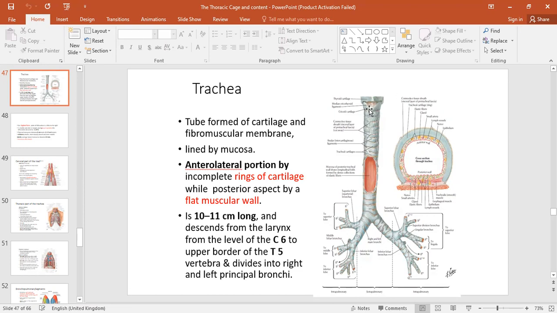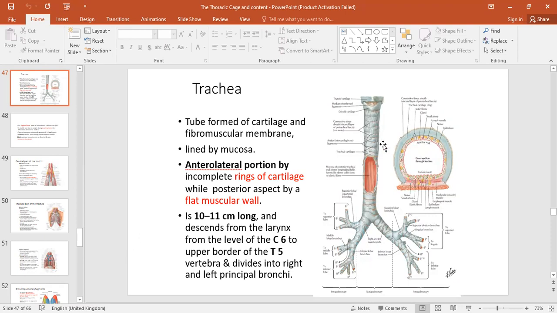The trachea begins just inferior to the larynx. This is the cricoid cartilage of the larynx. So the trachea begins here, then ends here at this point called the carina. This is the carina where the trachea ends. From the carina, the trachea divides into left and right primary bronchus, or what we call the main bronchus. So that is the trachea.